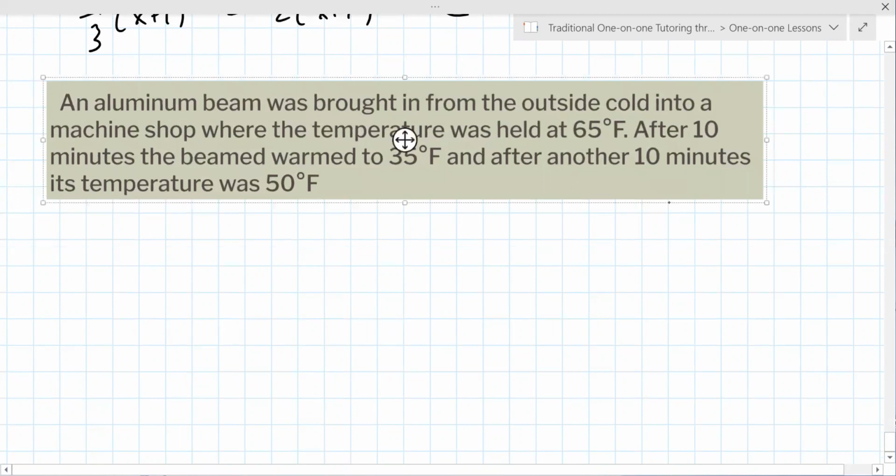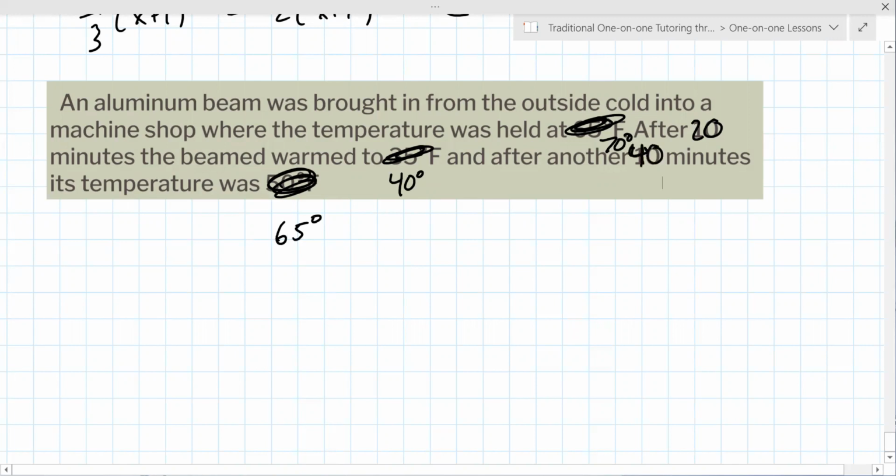So let's say an aluminum beam was brought outside, where the temperature is held at, let's say it's a little nicer, let's go with 70 degrees. Inside, after 20 minutes it warmed to 40 degrees. And after 40 minutes, it warmed to, let's go, 65 degrees.